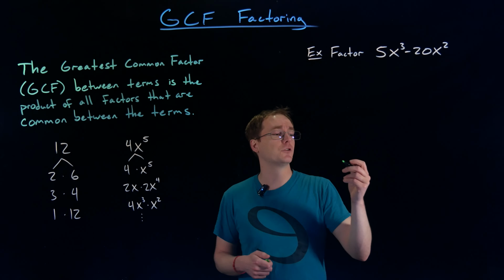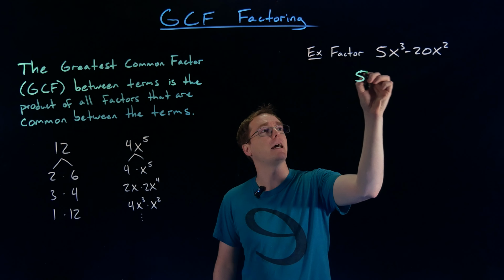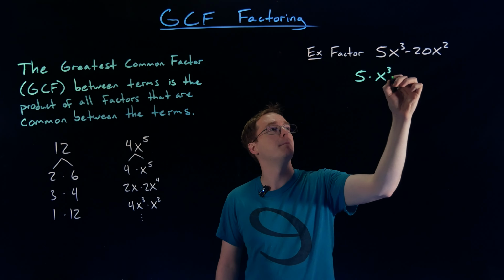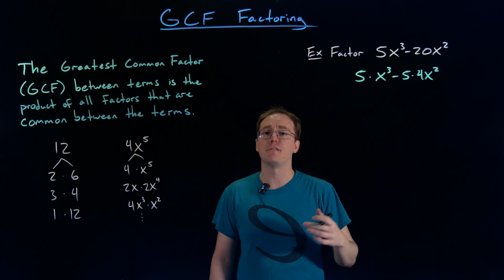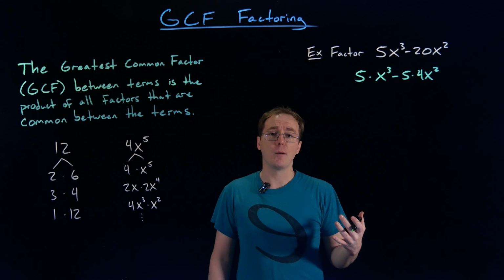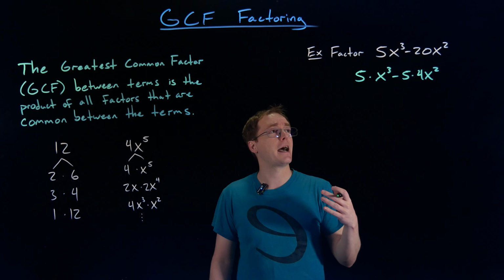So if we really want to write out all of our work, which is not always necessary, but usually good to do for early examples, we're thinking of this maybe as like 5 times x cubed minus 5 times 4x squared, really just visualizing that common factor of 5 between our two terms. Well, there is more in common between our two terms than just this factor of 5.